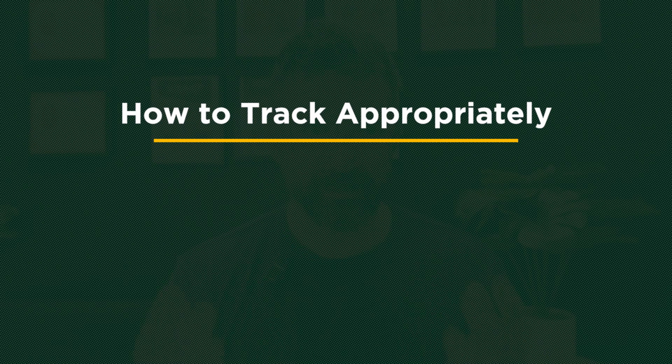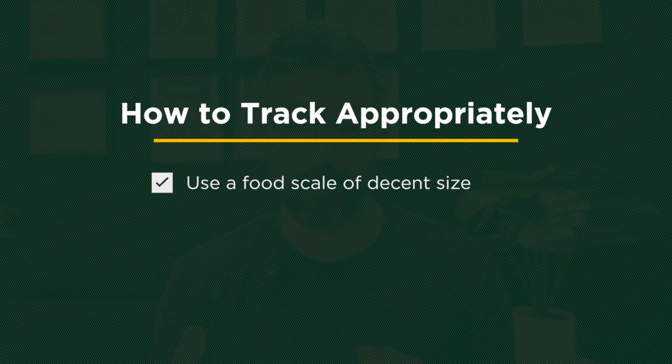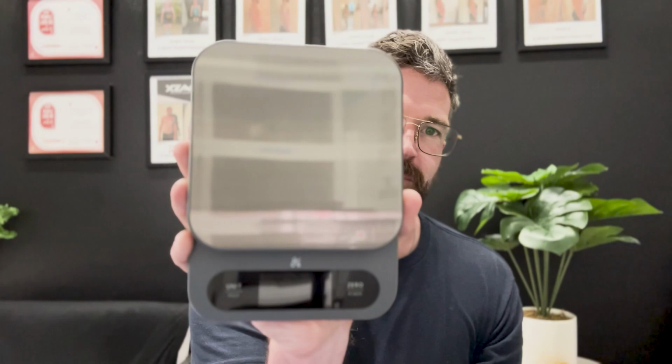First of all, you need a scale. So you need a food scale. I recommend you get a decent size one. Not anything super small, but you don't need anything really big. You don't need the most expensive, but you don't need the cheapest one either. Here's one example of a food scale. Here's another example. All right, honestly, this one I like a little bit better.